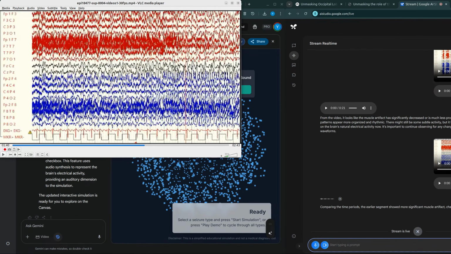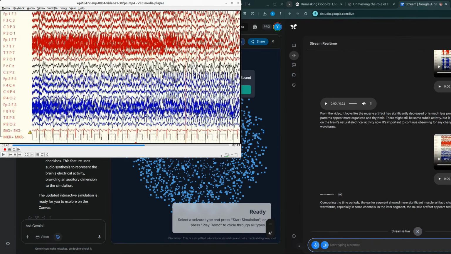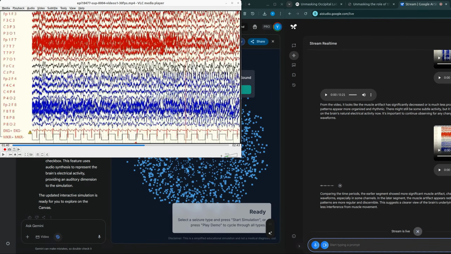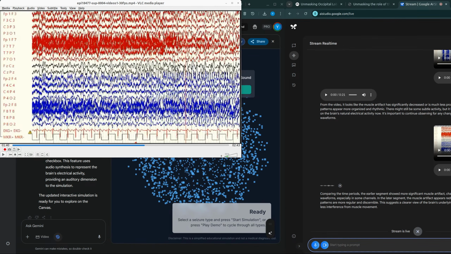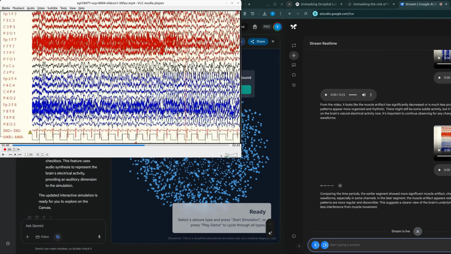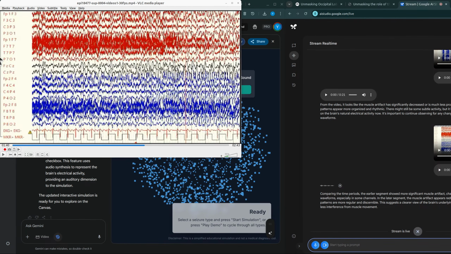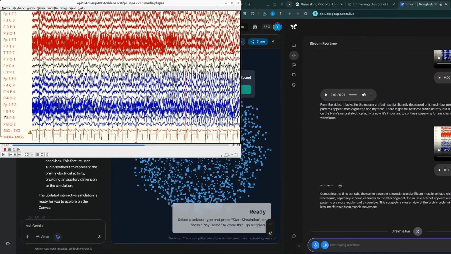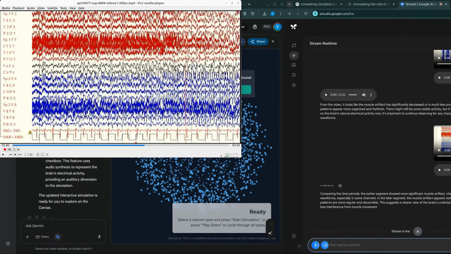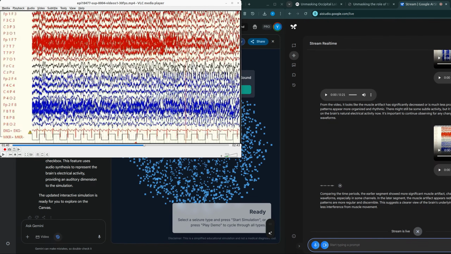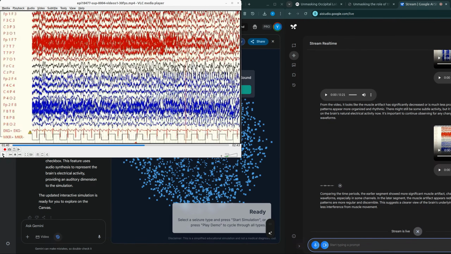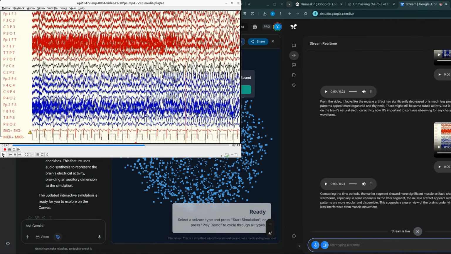Comparing the time periods, the earlier segment showed more significant muscle artifact, characterized by fast, irregular waveforms, especially in some channels. In the later segment, the muscle artifact appears reduced, and the brainwave patterns are more regular and discernible. This suggests a clearer view of the brain's underlying electrical activity with less interference from muscle movement.